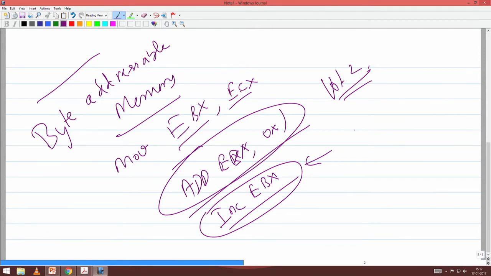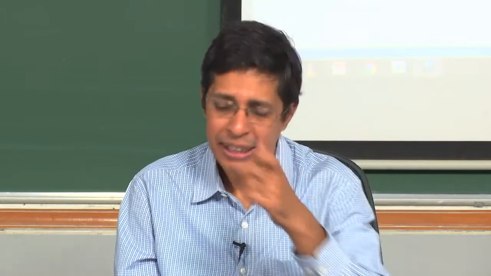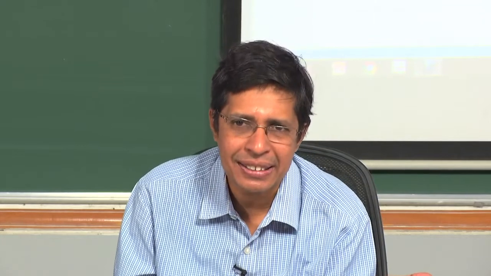So, let us say add EAX comma 0x1000. What will this instruction do? It will take the 32 bits stored at these 4 locations, 1000, 1001, 1002, 1003. It will take those 32 bits, add it with the content of EAX and store it back in the EAX.